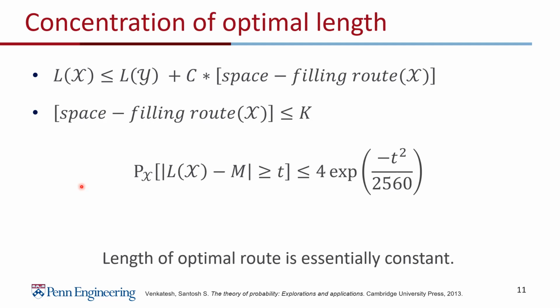So this is basically what we were after, right? The length of the optimal route is essentially constant. We are able to prove some kind of a concentration inequality on this complicated function L.